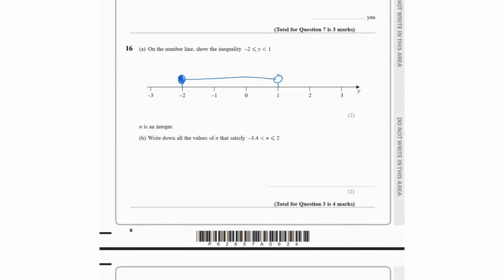Then n is an integer. Write down all the values of n that satisfy n is less than or equal to 2 but greater than -3.4. So integers are whole numbers, both positive and negative. So the integers greater than -3.4 are going to be -3, then -2, -1, 0, 1, and 2. 2 is included because it's an equal to over here. So that's your answer.